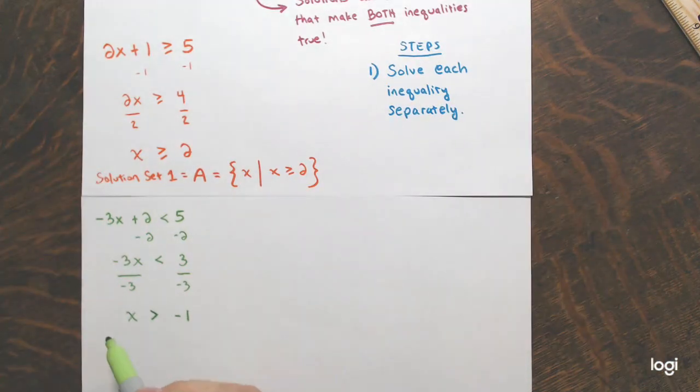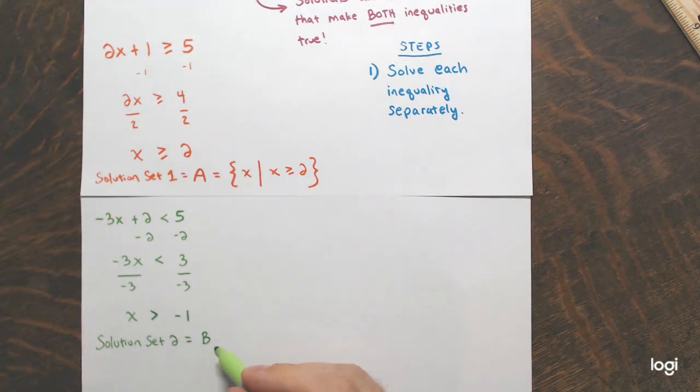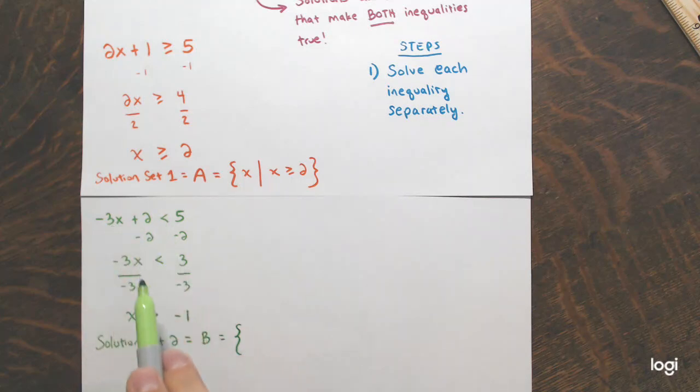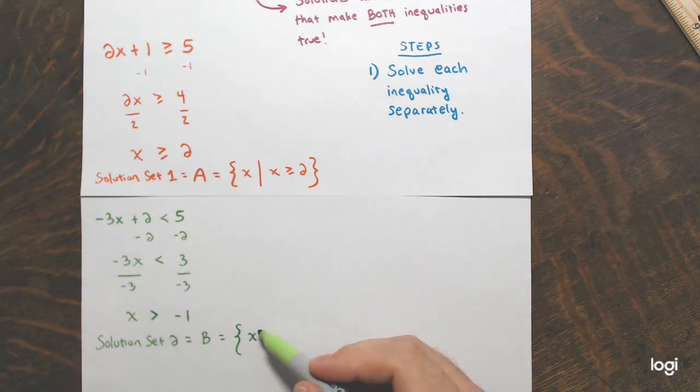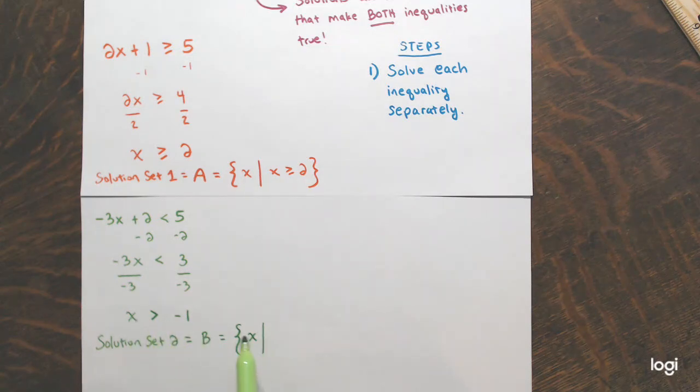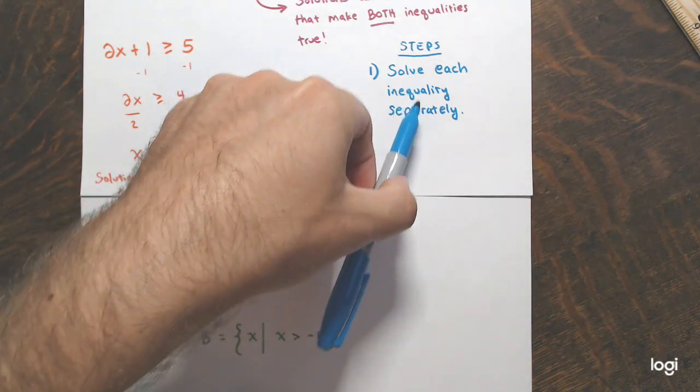I'm going to call this our solution set number 2. Again, for shortness, just so I don't have to do a lot of writing, call it set B. And this set B, the solutions of this second inequality, are all values of x such that, a little bar, x is greater than negative 1. So I've done the first part. We've solved each inequality separately.